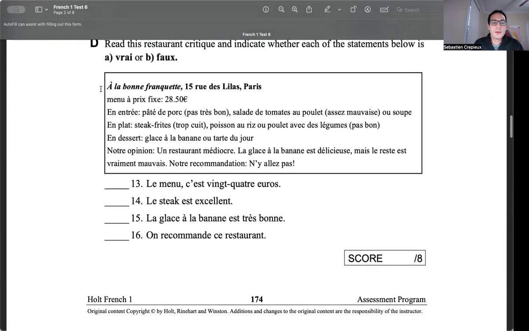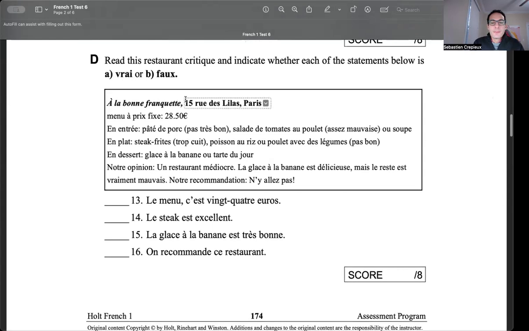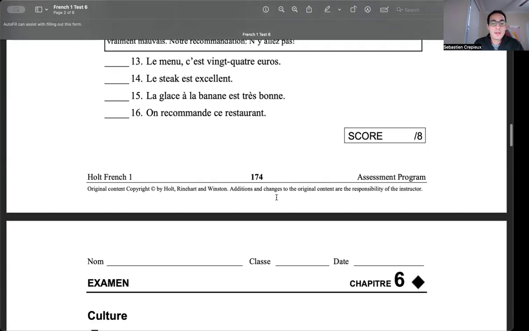You're going to have, how do we call that? A critique of this restaurant. So someone wrote a critique and you're going to have to tell us what the critique is about. So for that, you're going to have questions about it, and you're going to tell me if it's true or false. If you take your time, you should have 8 here.